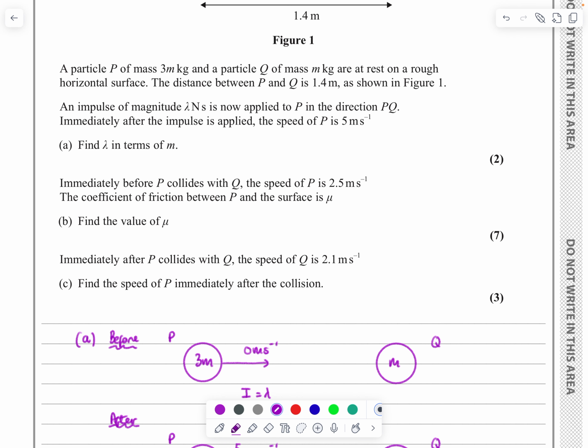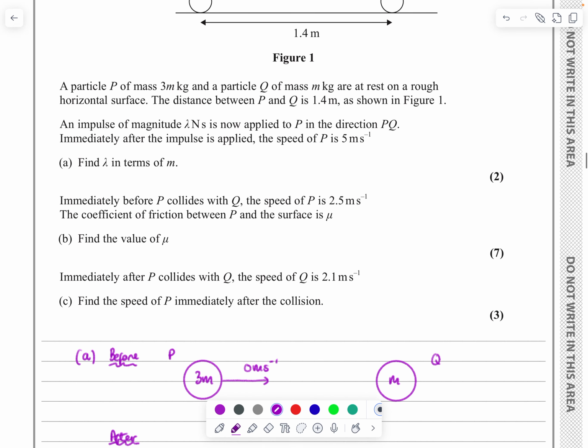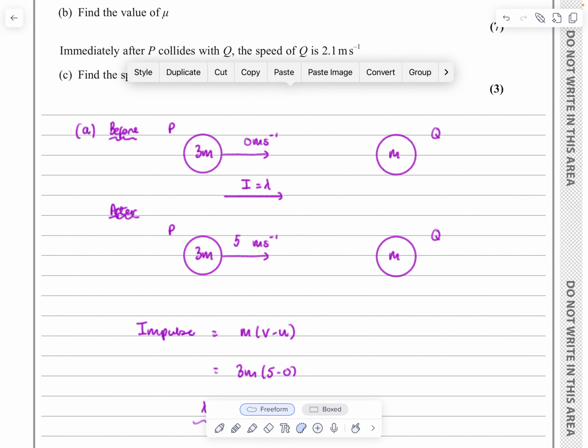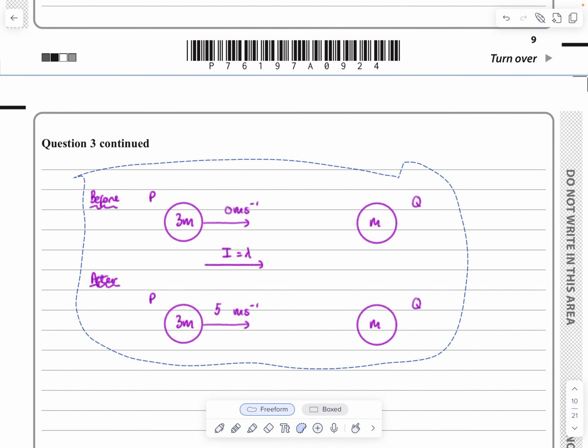And then what do we do for the last part? So for the last part, it now does turn into this collisions question. I think I might have said connected particles earlier. Collisions question. Find the speed of P immediately after the collision if we know that immediately afterwards Q has the speed 2.1. So I'm going to come back up here and now copy this down and use this as I would expect. Let's put it down here.